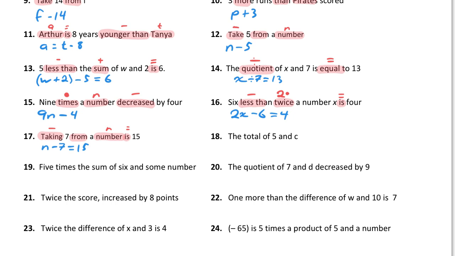Next we have the total of 5 and c. Total here means we are adding. So that's all we have to do here. We have to add 5 and c. So 5 plus c.